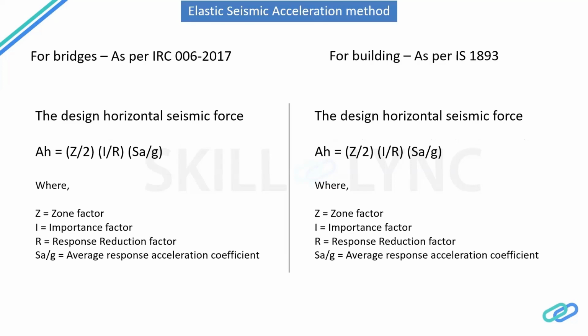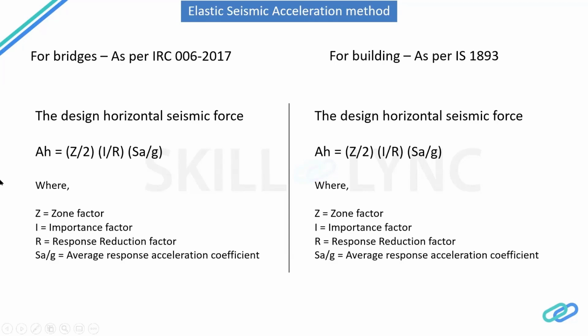Let us see the elastic seismic acceleration method. What I am doing here is comparing both codes. Both are Indian codes. On the left side is the code corresponding to bridges, and the right side is the code corresponding to buildings. That is, the left side for bridges is IRC 6 2017, and for buildings it is IS 1893.